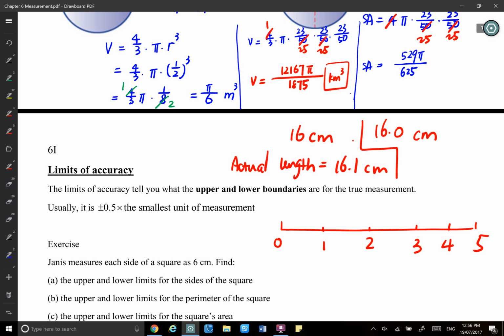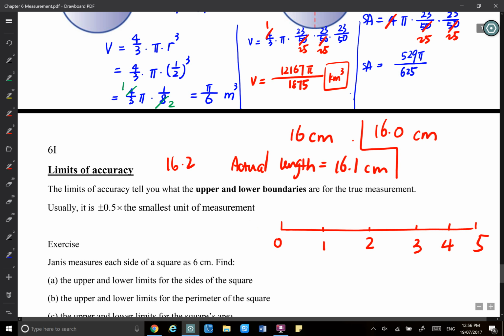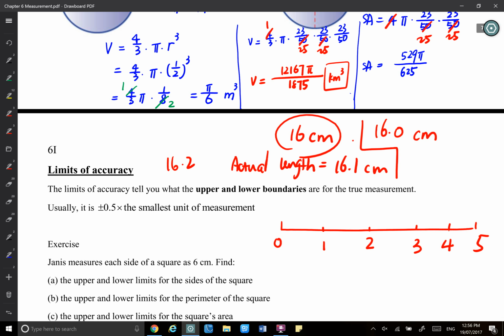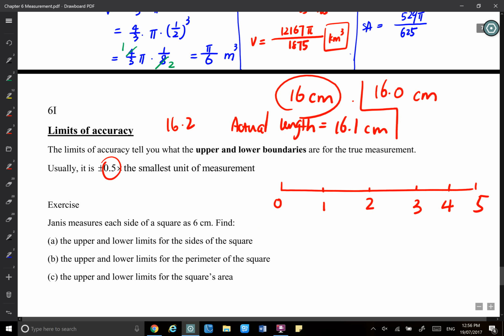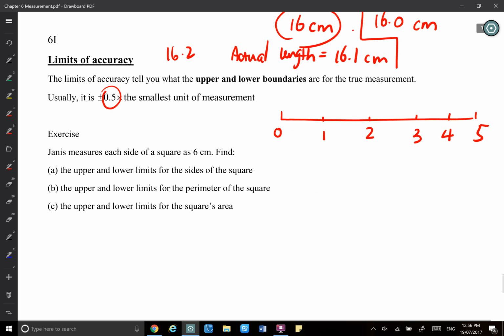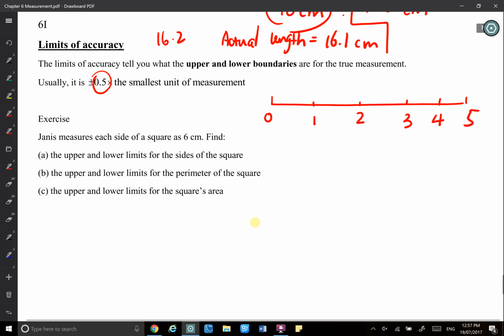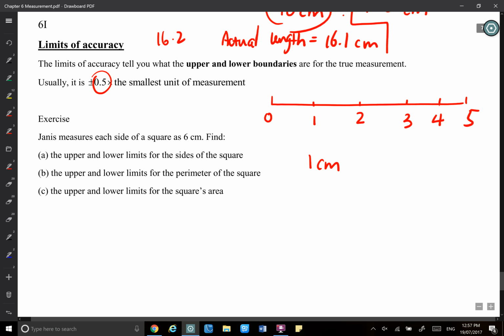You just see it's very close to 16, and I will say it's 16 centimeters by rounding. Or if you have 16.2 centimeters, you still say that's 16 centimeters. So there will be a range of lengths, and in that range you all say that length is 16 centimeters. That range is 0.5 times the smallest unit, added and subtracted. For the 16, 1 centimeter is the smallest unit, so you times it by 0.5 and get 0.5 centimeter.